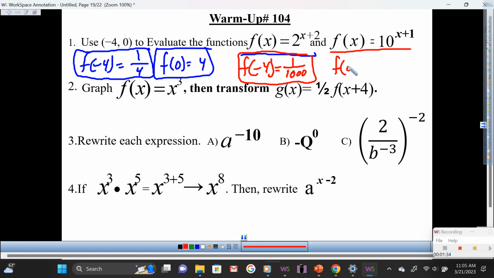Which means f of 0 is what, Jose? What is it? 10. That is correct.